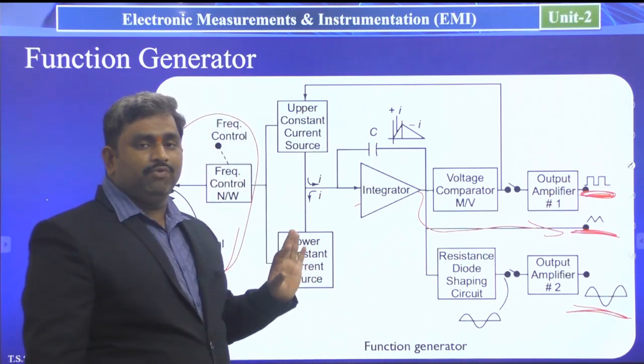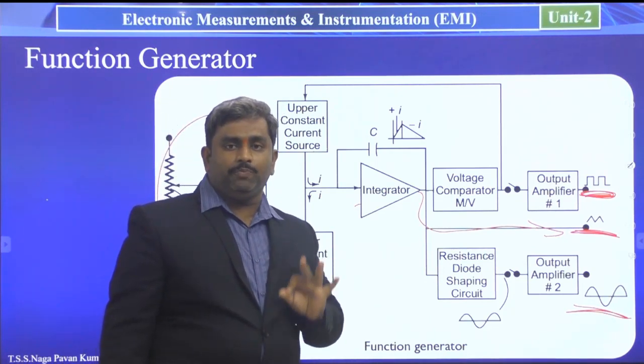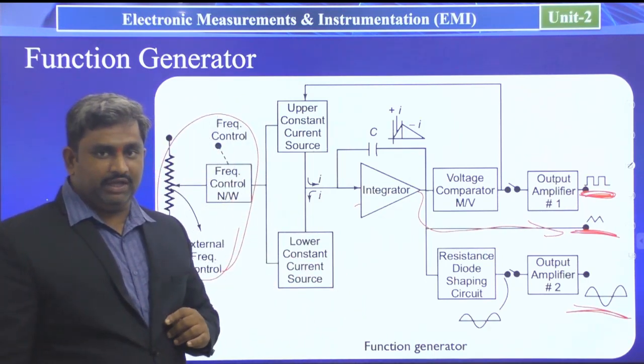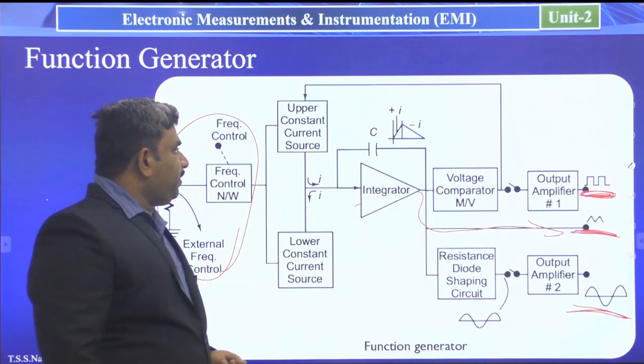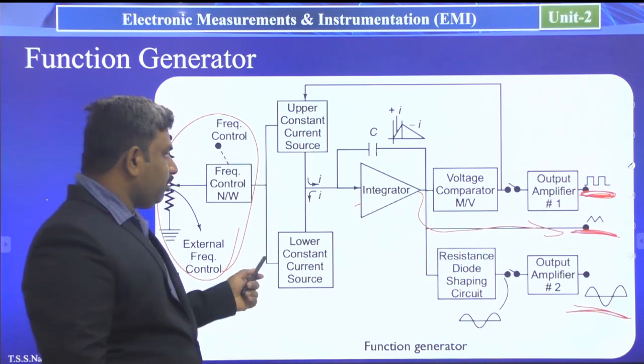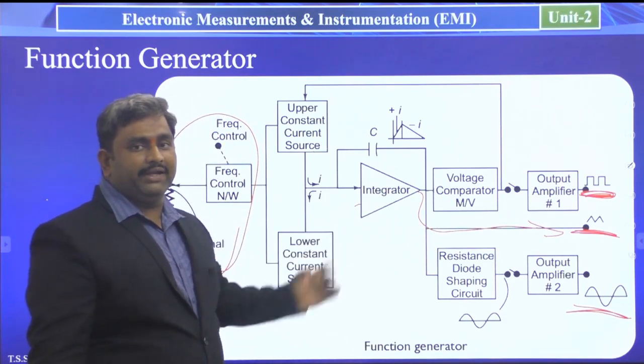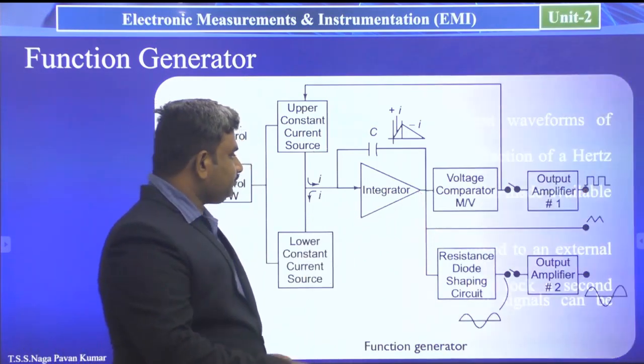In this way we are generating three output signals, three functions from this function generator. Let us see the working of the upper constant current source and the lower constant current source, and how the triangular wave is generated at the integrator part.